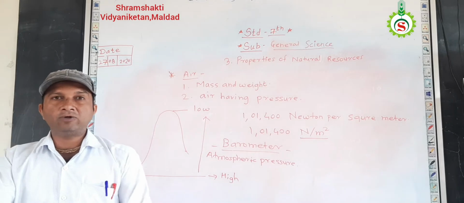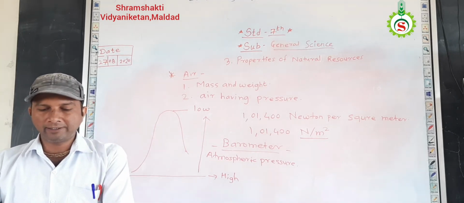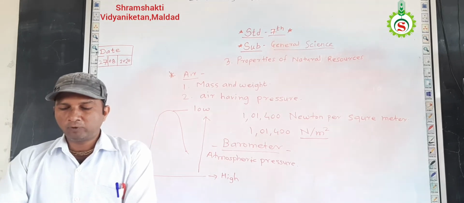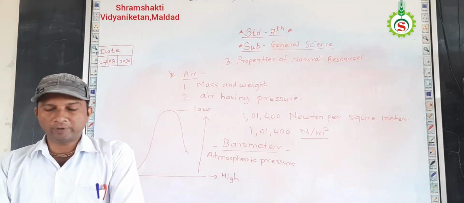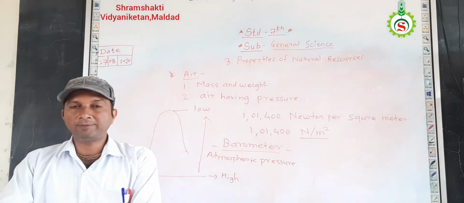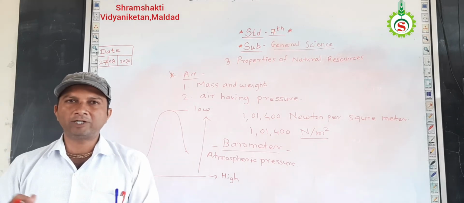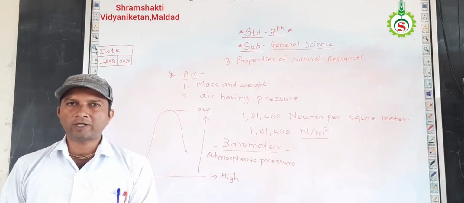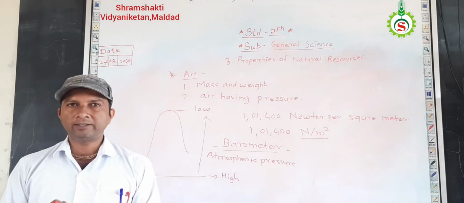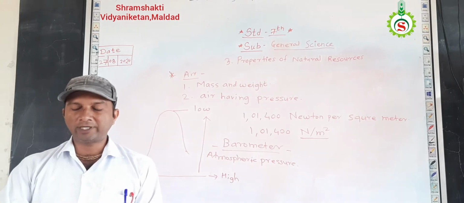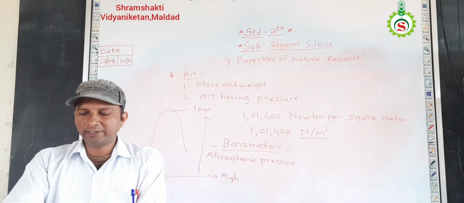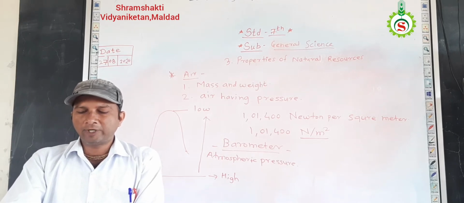Now there is one piece of information regarding a great scientist. The name of the scientist is Daniel Bernoulli. He put forth an important principle in 1726: the pressure of air decreases when its velocity increases. What is meant by velocity? Velocity means the speed of air. You know that gas or air consists of small molecules. When there is movement of air molecules, it is called the velocity of the air.